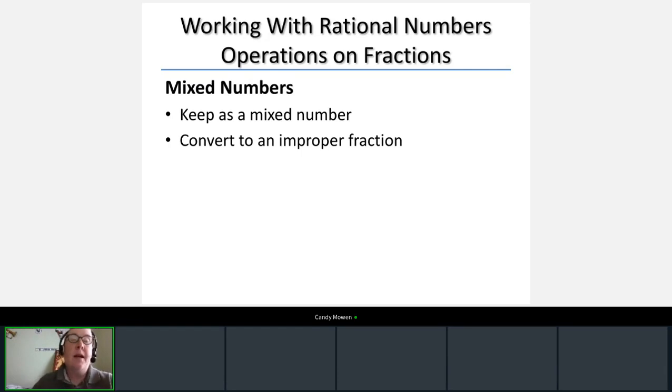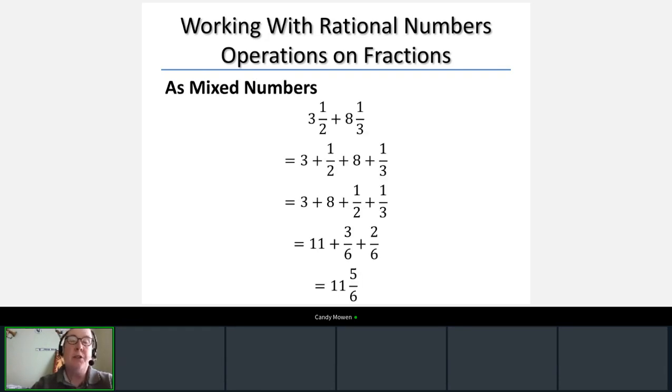Now, mixed numbers. Keep as mixed numbers or convert to an improper fraction, depending on what the directions ask. Here, you can convert 3 1/2 plus 8 1/3. One way to do it, I don't always advise this way, but I'm introducing you to that. What you can do is take your whole numbers, 3 and 8, add them together, and then convert your fractions by finding the least common denominator. 3 and 8 are 11. We can convert 1/2 to 3/6, 1/3 to 2/6, add them, get 5/6, so 11 5/6.